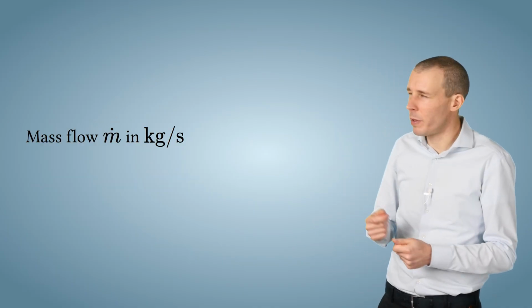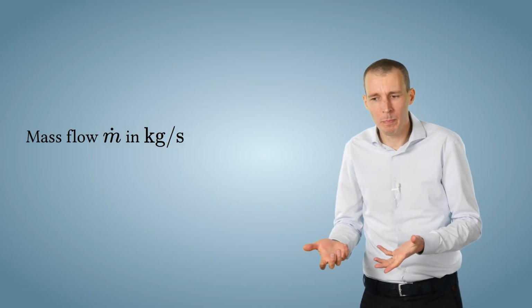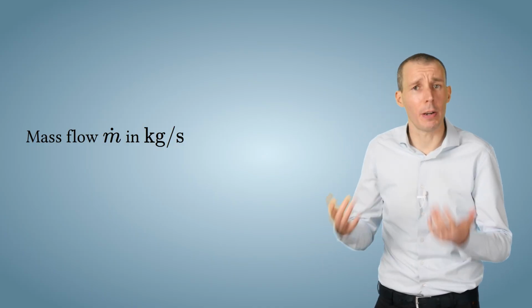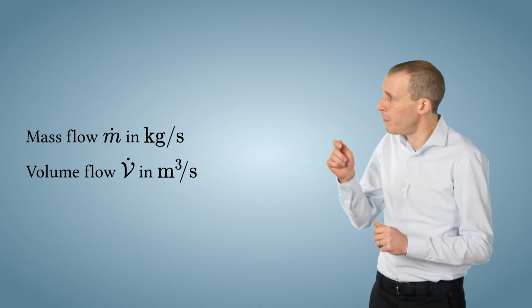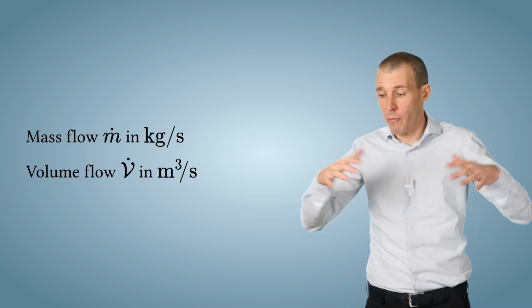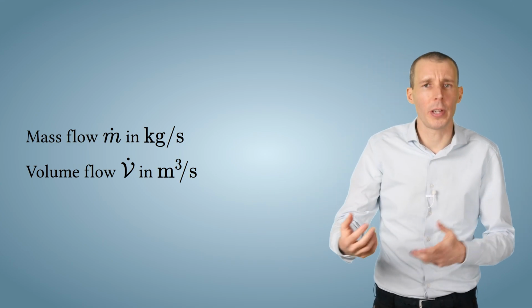We write mass flow with the symbol m dot, and it quantifies the amount of kilogram per second that is entering or leaving an area of interest. In the same way, volume flow, v dot, is the number of meters cubed, the amount of volume, per second that is entering or leaving the system.